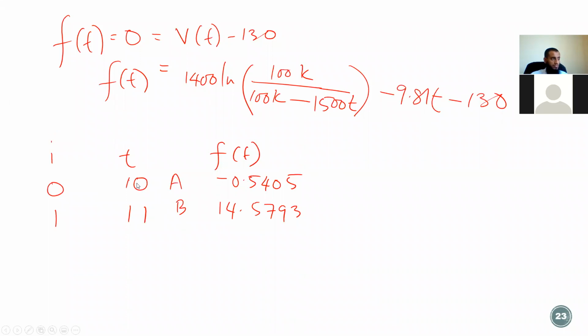So there is no T0. The first iteration is from 0. So this one is C and then D. So X, not X, is F. Okay, it's F.